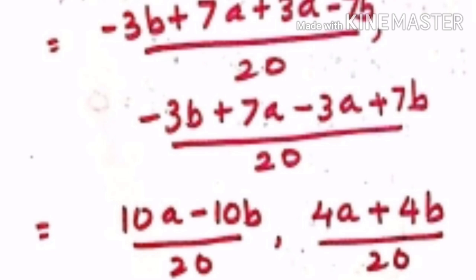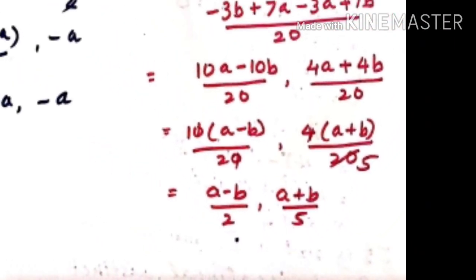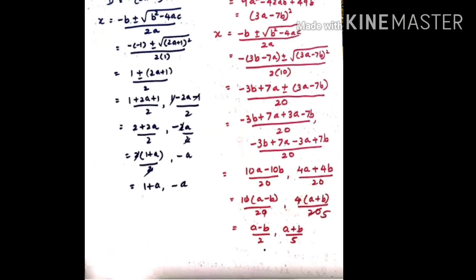Now in the numerator, 10 can be taken common and 4 also can be taken common. So I get 10 times a minus b upon 20, and 4 times a plus b upon 20. Zero zero cancelled, 4 fives are 20, and the roots I get are a minus b by 2 and a plus b by 5. Now students, the rest of the questions you solve by yourself.